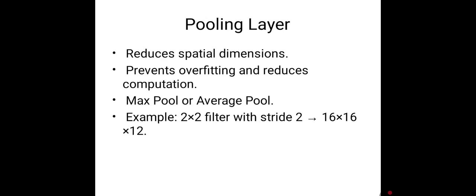Next is the pooling layer. We apply pooling to reduce the spatial dimensions. Pooling helps to reduce computations, avoid overfitting and retain the important features. In max pooling, we take the maximum value in each region. In average pooling, we take the average.